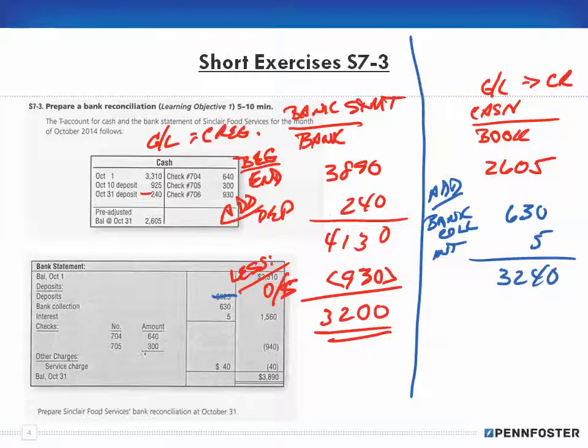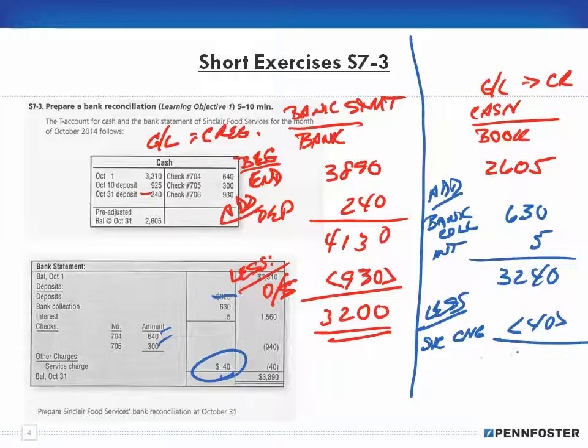Now we have to look at things that we have to take out. So less. This check was taken out. This check was taken out. There's nothing left there. But we have other charges. We have a service charge of $40. So let's take out the $40. And that's the only other thing that's on this statement. So now we have a new balance of $3,200.